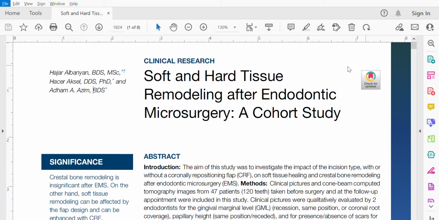This article talks about soft and hard tissue remodeling after endodontic microsurgery. A cohort study done by Hajar, Adham, Azim, and their colleagues in December 2020. They state that soft tissue management is an essential part of endodontic microsurgery.